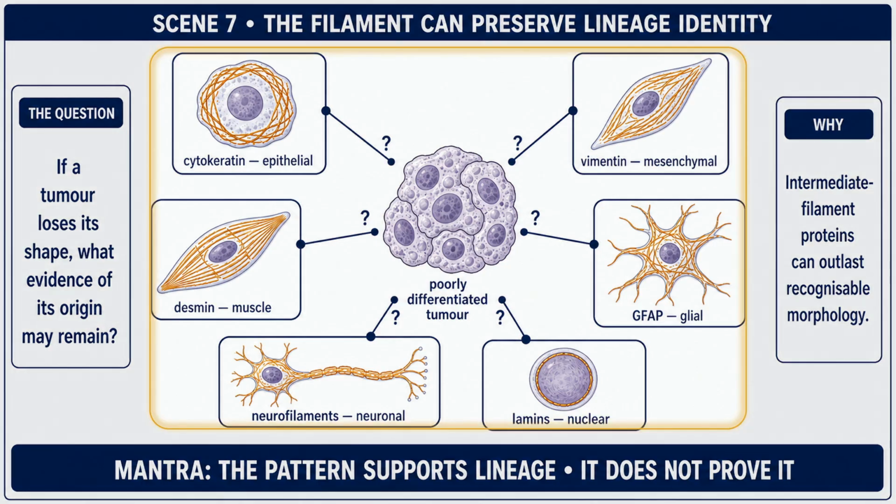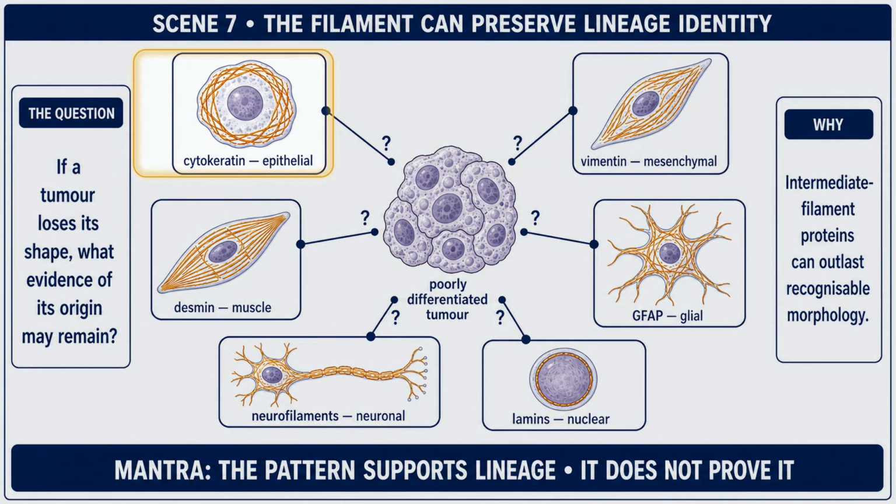Stability gives intermediate filaments another useful property. Their protein pattern can preserve evidence of cellular lineage. Epithelial cells characteristically express cytokeratins. Mesenchymal cells commonly express vimentin. Muscle cells express desmin. Glial cells can express GFAP, and neurons contain neurofilaments. Lamins form a separate intermediate filament network along the inner nuclear envelope.